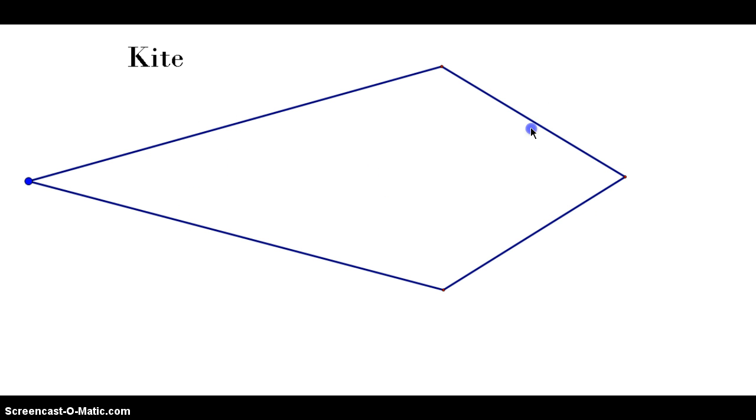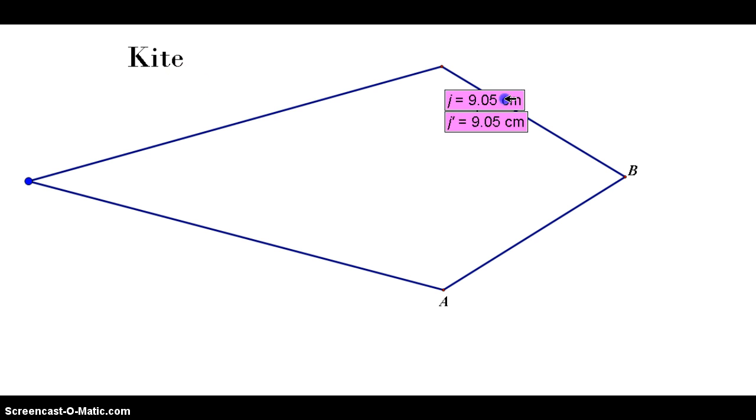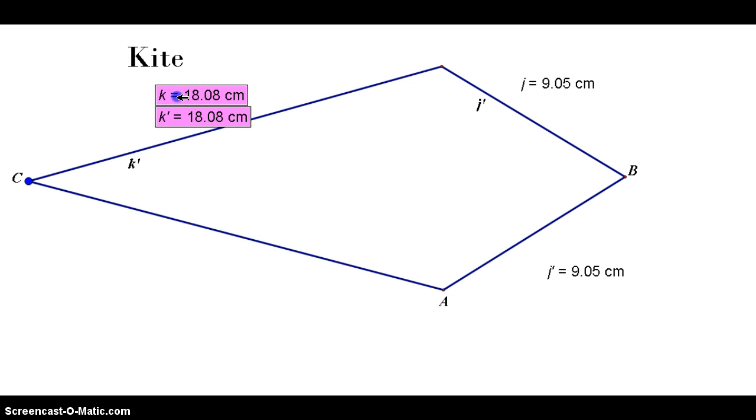So let's verify that. Let's do some measurements. So let's measure these two sides. We can see that they're both 9.05, and let's do the same thing over here. And we see that they're 18.08 centimeters. So yes, we have consecutive sides being congruent with a kite. Okay, what else do we see?